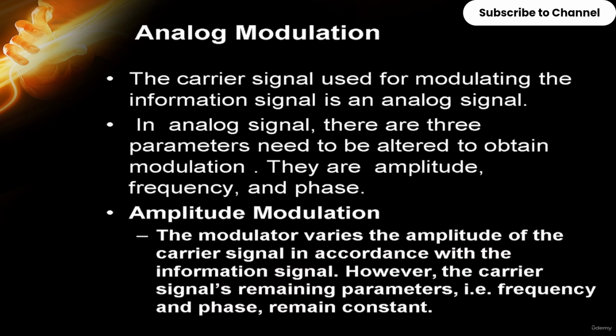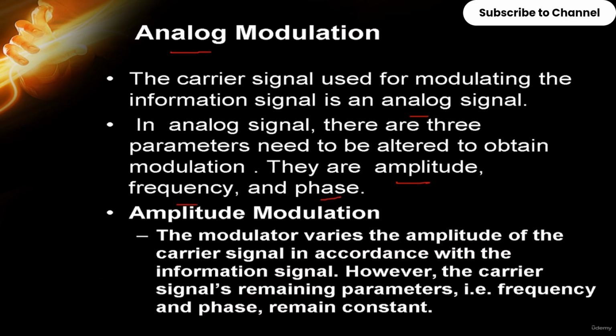And we'll see analog modulation. So what is analog modulation? The carrier signal is used for modulating the analog signal. In analog modulation, three parameters are combined to make the modulation: amplitude, frequency, and phase. So amplitude, frequency, and phase.